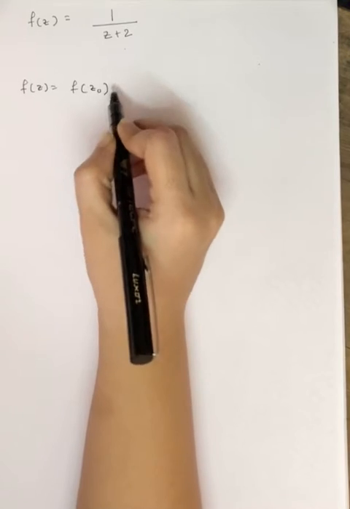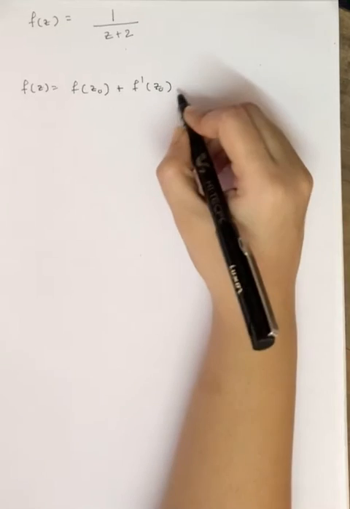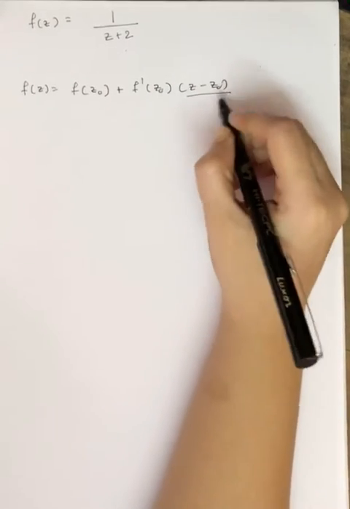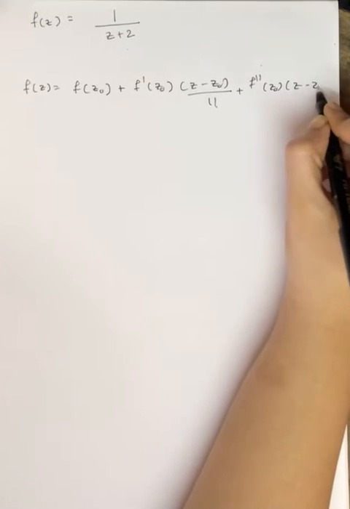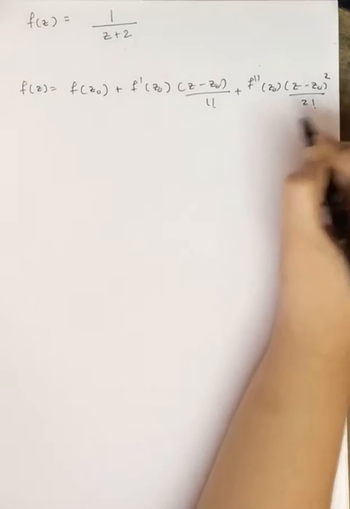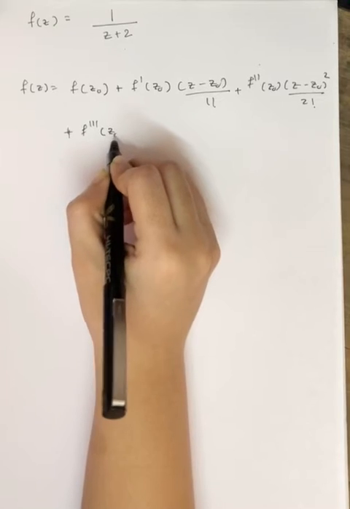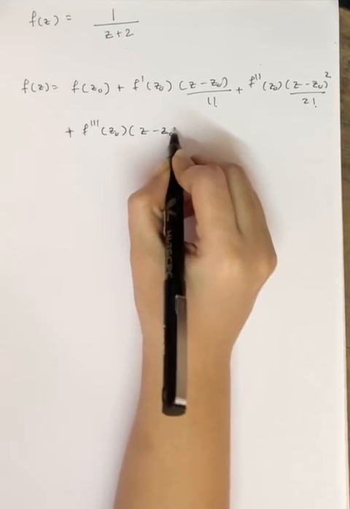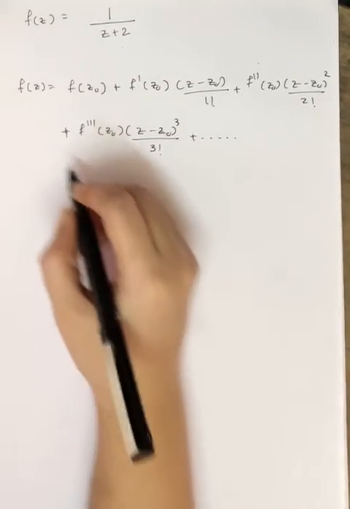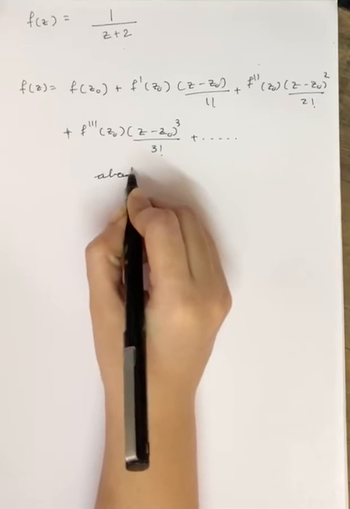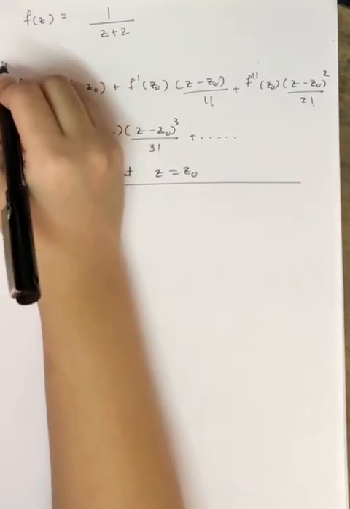f of z0, the Taylor series expansion, plus the double prime and the bracket squared upon 2 factorial, plus the triple prime of the function, the cubed of the bracket upon 3 factorial, and so on. This is the definition about z equals z0.